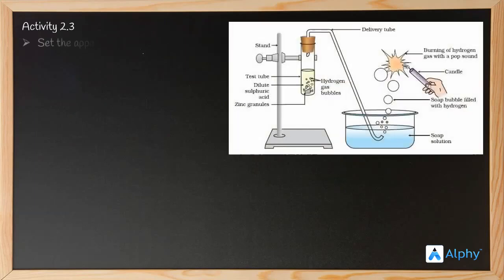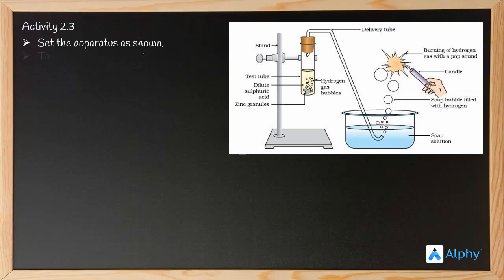So let's move on. Set the apparatus as shown. Here in the apparatus we have a stand with a test tube on it. We have this delivery tube whose one end is in the test tube and the other end is in the soap solution. We are holding the candle, and in the test tube we have dilute sulfuric acid along with zinc granules. Remember that we have put a cork over the test tube, and so whatever gas is evolved through this test tube will directly go through the delivery tube. There is no way out for the gas to move anywhere else.